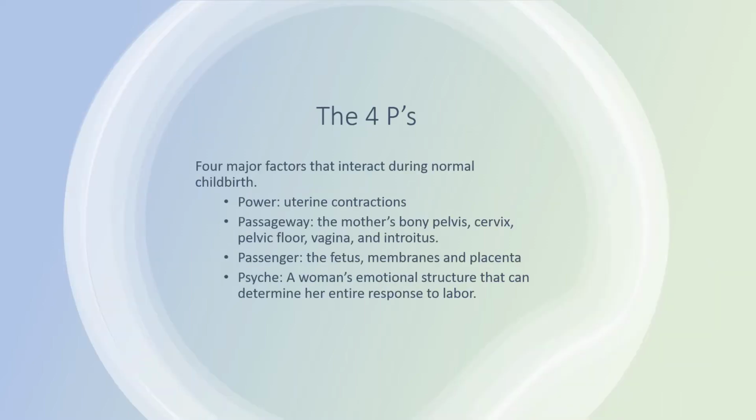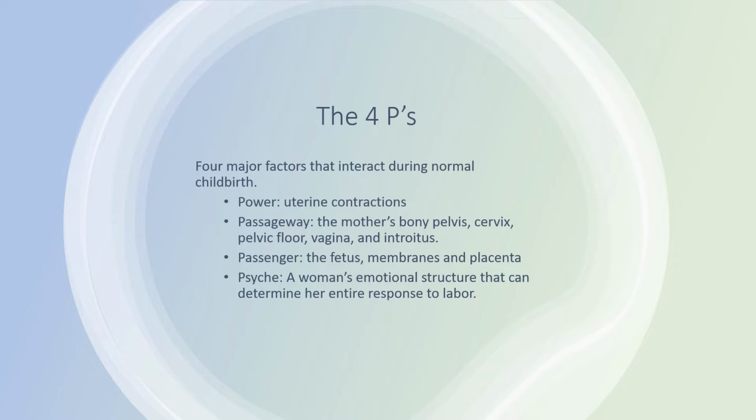You have the 4 P's. These are 4 major factors that all must interact together for a safe delivery. The first P is power. That's the uterine contractions, the forces that are needed to expel the fetus and placenta. You have passageway, and that is the mother's bony pelvis, the cervix.